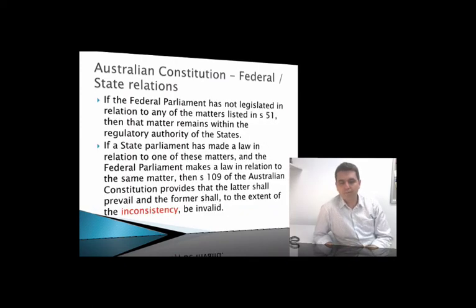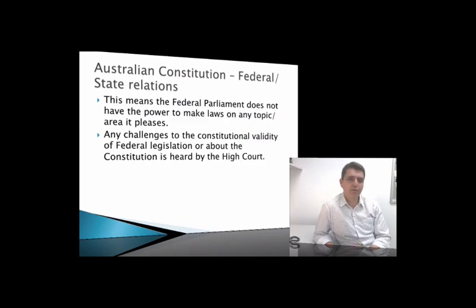So what else do we know? Well, we know about the trumping, that the federal law will trump state law, provided it's within the scope of the powers as set out in the Constitution, and therefore the federal government can't make laws about everything it wants to. It can only make laws about those things that are actually contained in the Constitution.